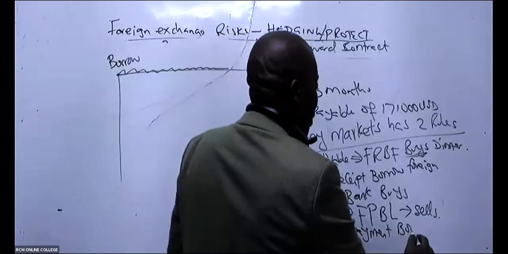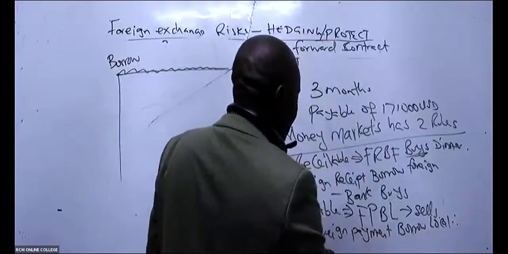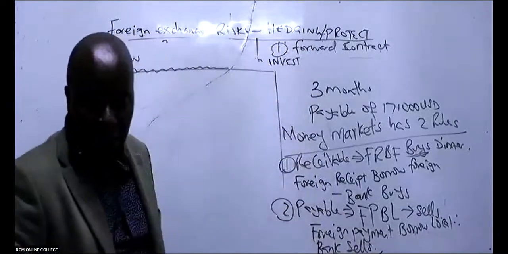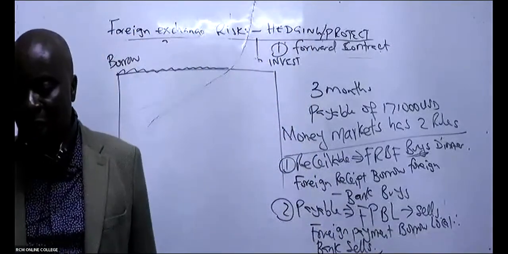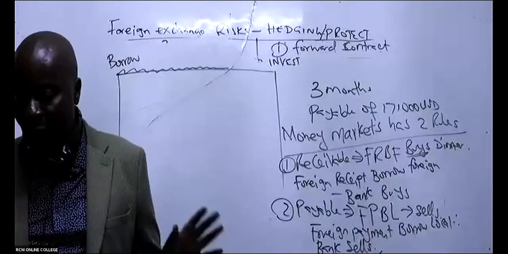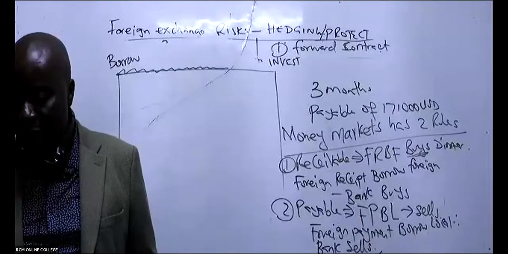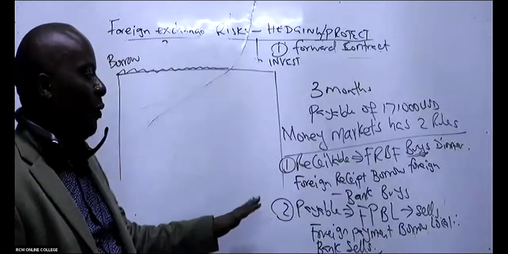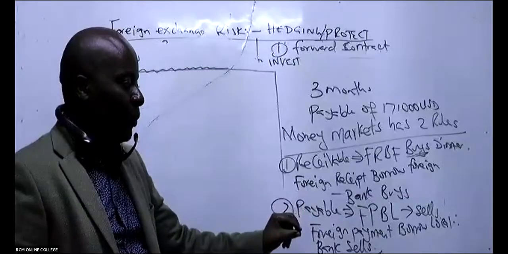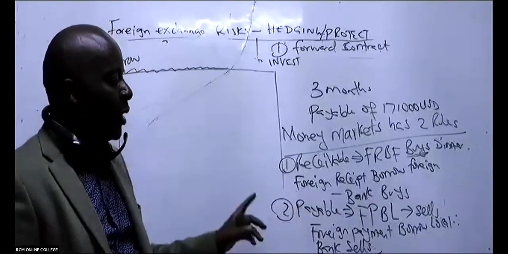So basically we are saying that if it's a foreign payment, in this case here, borrow local, and the bank sells. So up to here, ladies and gentlemen, are we together somehow? Thank you, Mildred. So Cynthia, thank you. I can perhaps repeat here. If it's a payable, we know the second rule. FPBL. Foreign payment, you borrow local.